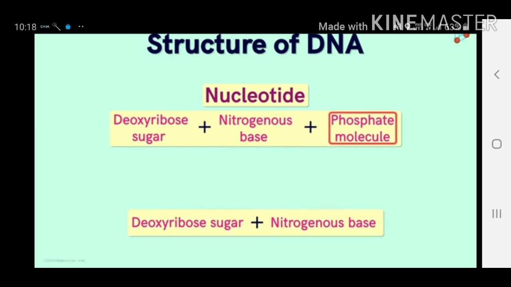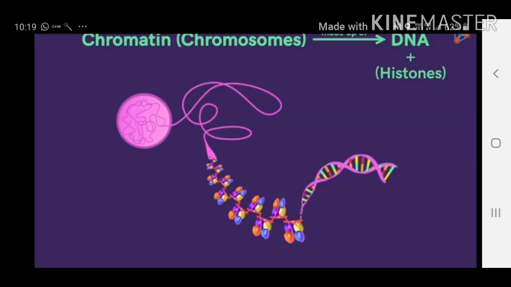Now if you remove the phosphate group, then sugar and nitrogenous base combine together to form a nucleoside, that is called a nucleoside. So this is the complete structure as it looks in the DNA. In the nucleus, these thread-like structures get condensed and ultimately they are made up of DNA, which consists of histones and proteins.